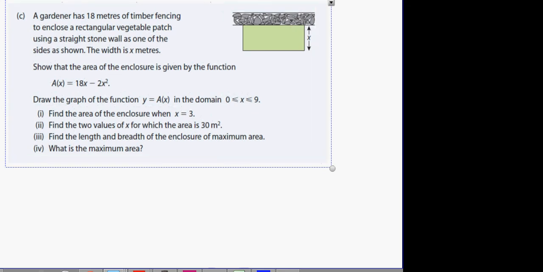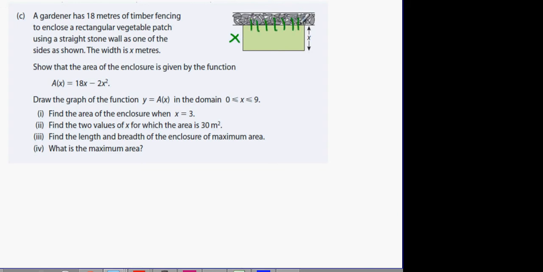Now, a gardener has 18 metres of timber fencing to enclose a rectangular vegetable patch using a straight stone wall as one of the sides shown. The width is X. You don't need to enclose a stone wall. That's an assumption we're going to make. Do you understand that? It's a wall. Why would we fence a wall? Now, what do all three sides have to add up to? What does X plus Y have to equal? 18. See?